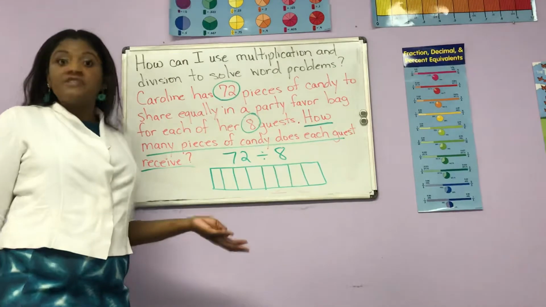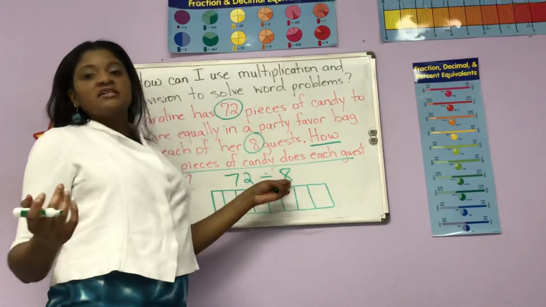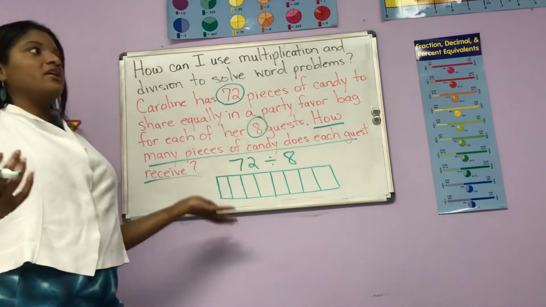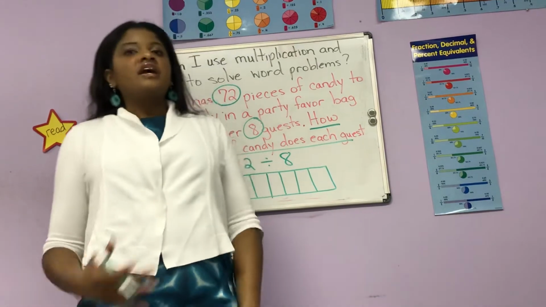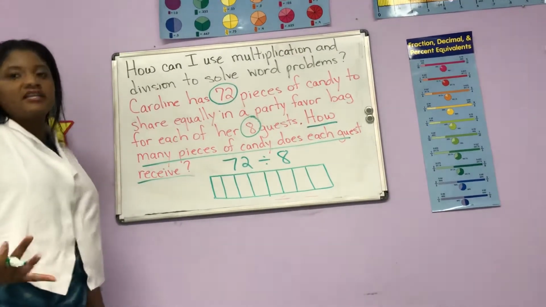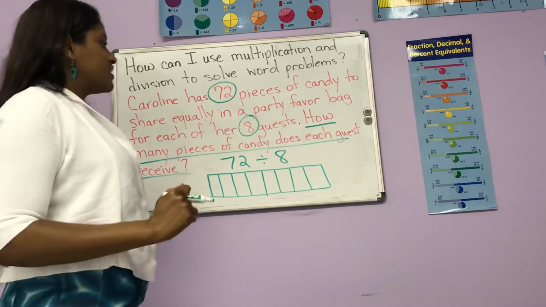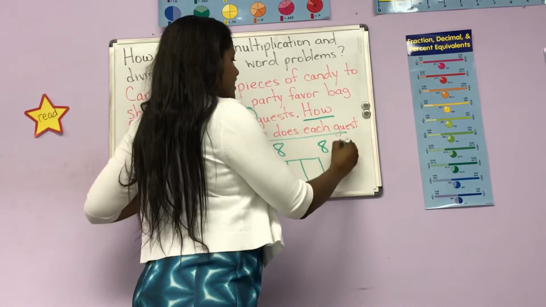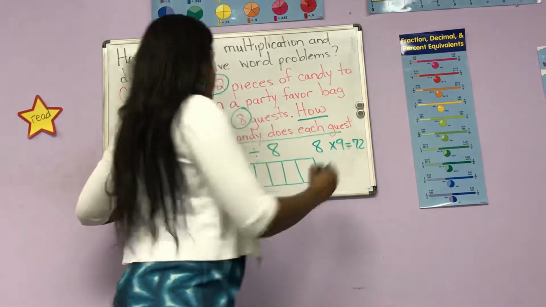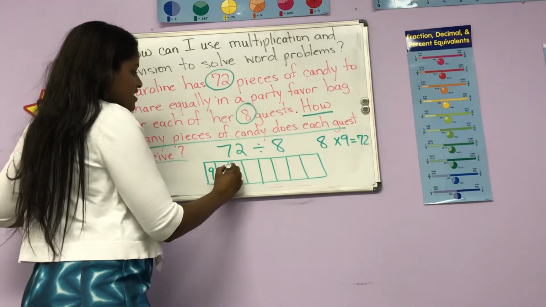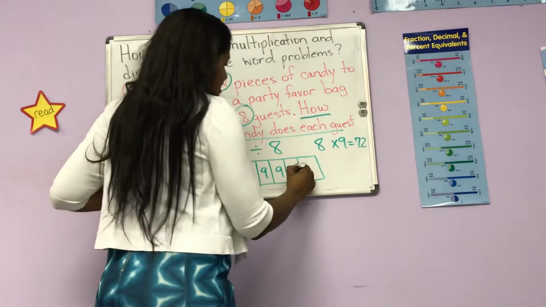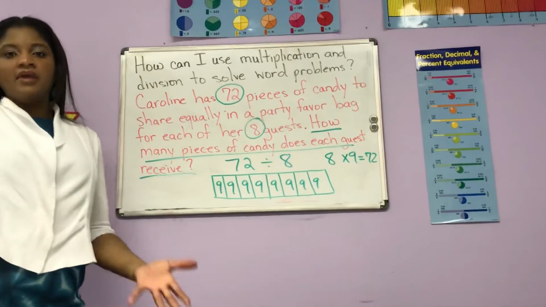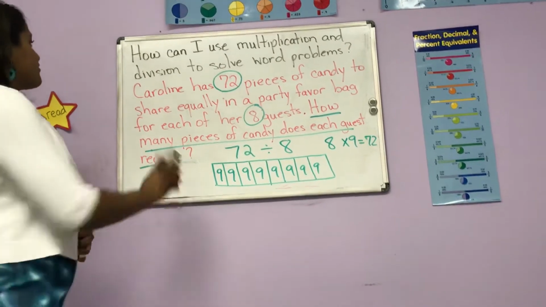I can use my multiplication facts to help me. So I know this is a fact family. This is the 8 fact family. So I can think, well, is it 8 times 5? That's 40. 8 times 6, 48. 8 times 7, 56. 8 times 8, 64. 8 times 9, 72. That's it. So my multiplication fact family did help me solve this. So I can put 9 pieces of candy in each bag, and that's how every single guest will get the same number of pieces. All right, let's try another one.